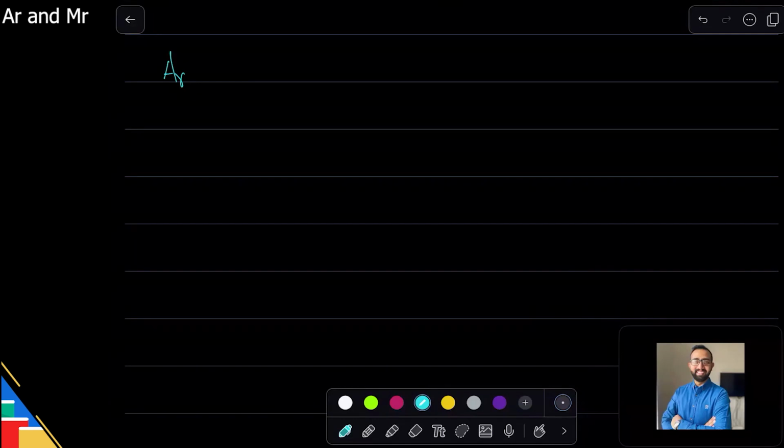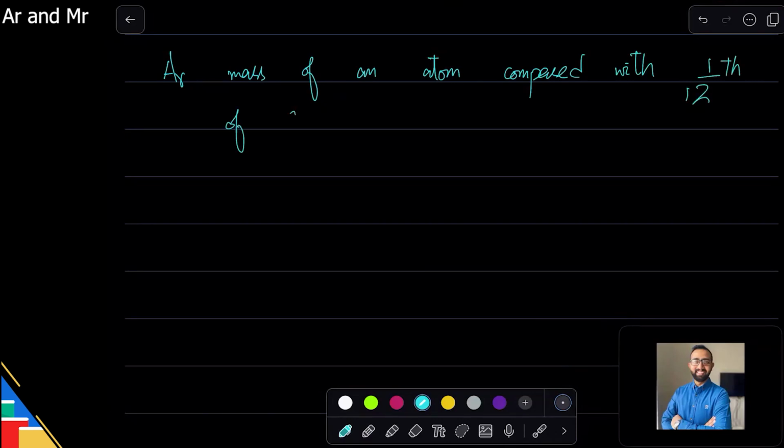What exactly is a relative atomic mass? It is the mass of an atom. And that's the interesting part, that this is the mass of just the atom. It's not the mass of an ion, it's not the mass of a molecule, just the atom itself, compared with 1/12 of the carbon-12 isotope.